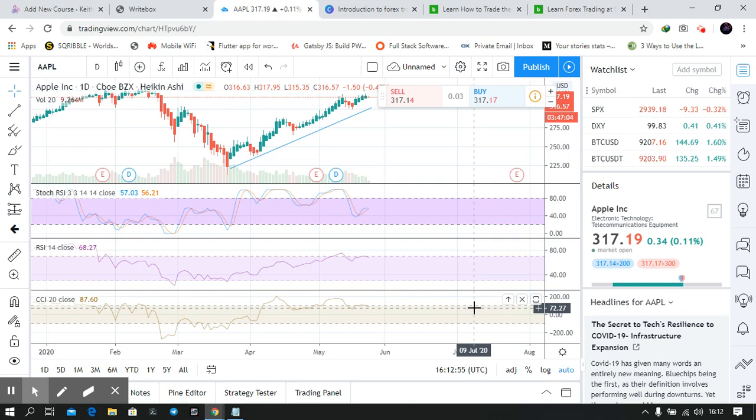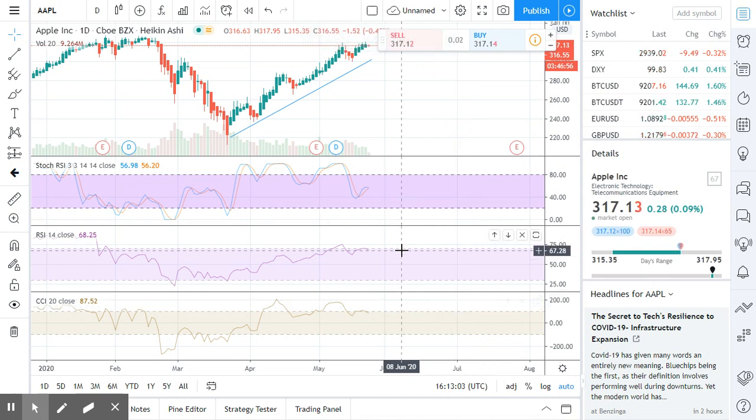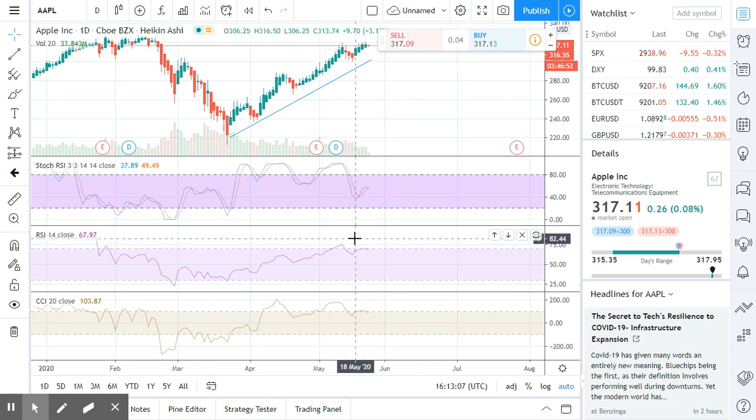Okay, so in the previous video, we talked about what indicators are. We talked about how you can use them and how you can apply them. Just to remind you, they are to help us predict the future, like what will happen in the future.